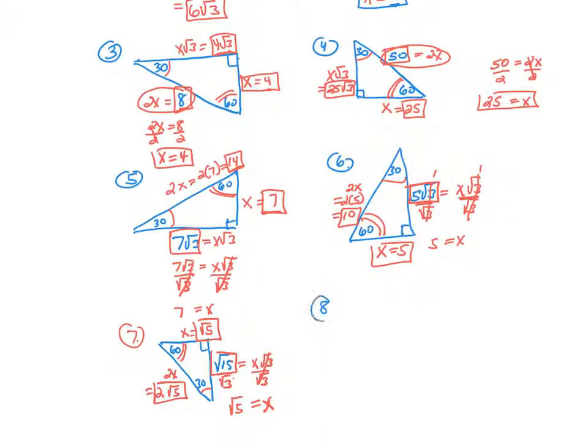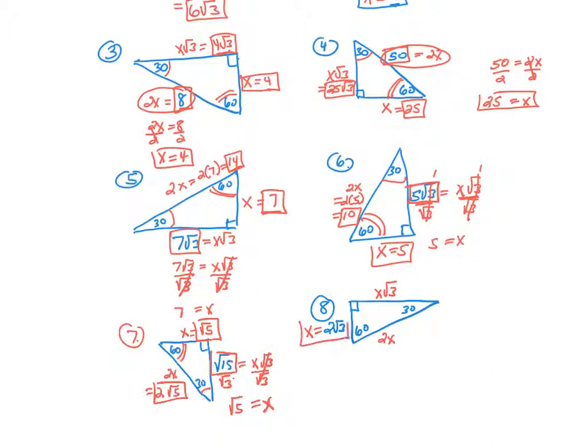Okay, last one, number 8. So in this case, we've got a right triangle with 30 degrees way out here. So this angle has to be 60. So this time around, across from the 30, we have 2 square root of 3. So this is a little different. So we have x equals 2 square root of 3. Across from 60 will be x square root of 3. And the hypotenuse will be 2x.